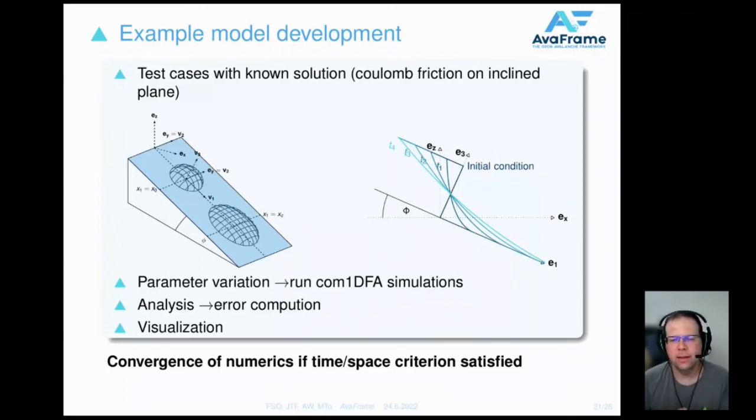For these, quasi-analytical solutions exist, and with these you can do comparisons with your runs in your numerical model. So basically you vary a parameter, you run these simulations, and then you can do analysis on the error, and you visualize this. For us, this example was used for checking whether our numerics converge. We're not looking at anything done in real-life scenarios, but it's also important to know what our numerics do.